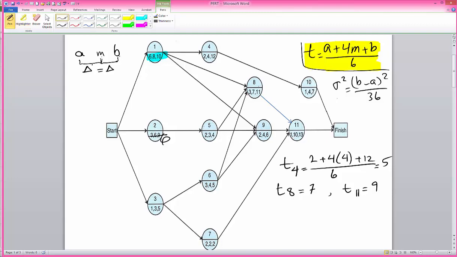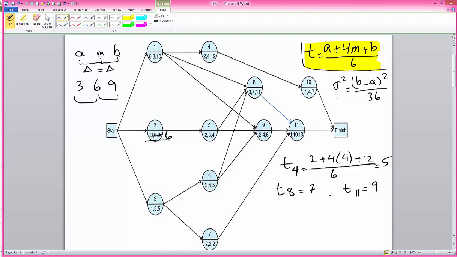Let me first show you this. If the difference between the optimistic and most likely time and the difference between most likely time and the pessimistic time are the same, then that most likely value is going to be the average duration. So for instance, for activity 2, the times are 3, 6, and 9. Each of those pairs are 3 units apart, so it's the same distance. So the duration for this activity is going to be 6, which is the center or the middle value.